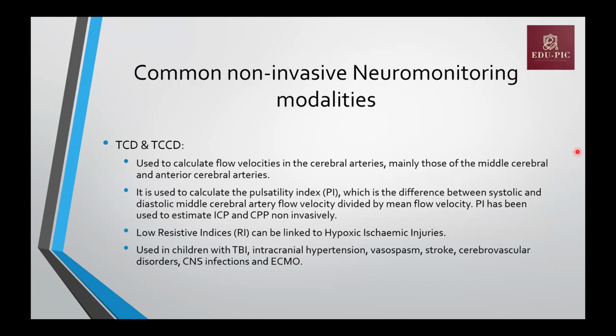Okay. Next, we're going to talk about transcranial Dopplers and transcranial colored Dopplers. What do we do with these? These are modalities using Doppler waves to calculate flow velocities in your cerebral arteries. And we mainly rely on the middle cerebral artery and anterior cerebral artery in our cohort of children. We use the readings of the flow velocities to calculate the pulsatility index to differentiate between systolic and diastolic velocities in the middle cerebral artery or the anterior cerebral artery.